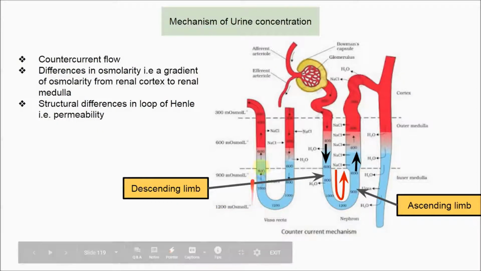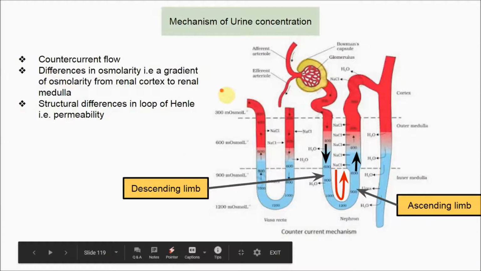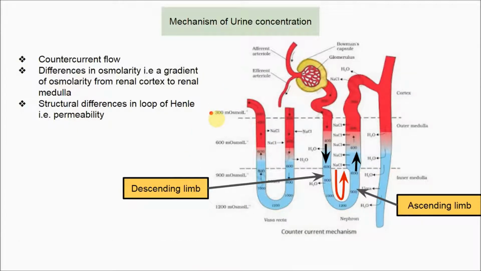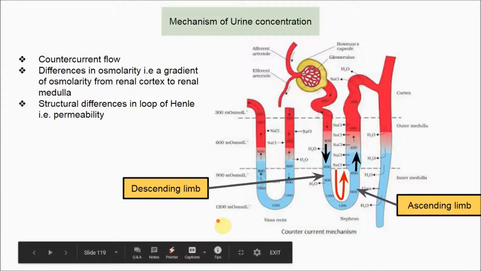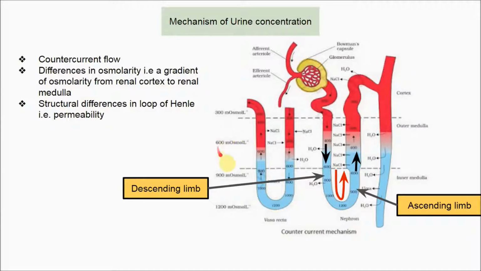So now, what is the reason behind such a gradient formation, from 300 in the outermost cortex towards the innermost medulla being 1200 milliosmoles per liter, right? It is mainly because of solutes present in the interstitial fluid. So what is interstitial fluid? It is the fluid that is present between the cells of the tissue. It is referred to as interstitial fluid, right? So this interstitial fluid is mainly rich in solutes. As a result, you can see that there is formation of an osmotic gradient from the renal cortex towards the inner medulla.